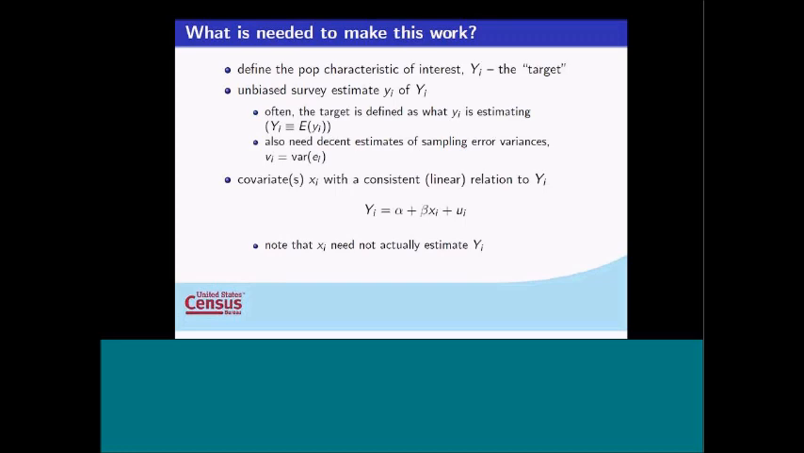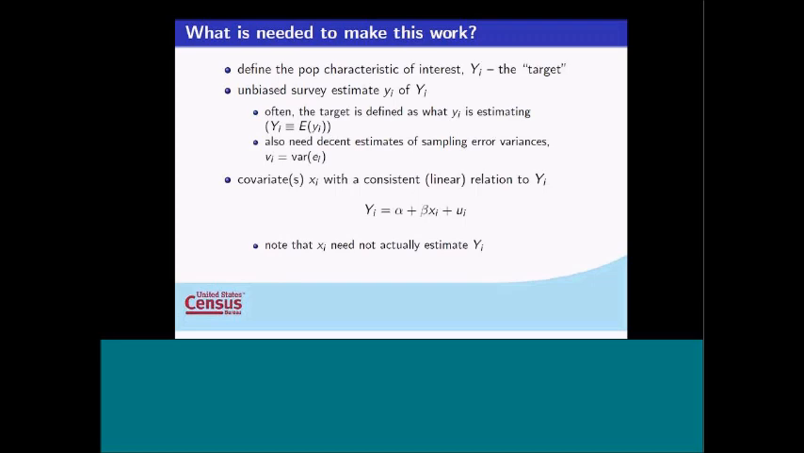Trying that, but survey estimates are never going to be 100% accurate, even on the concept. There's non-sampling errors leading to biases. But typically the target is implicitly defined as what the survey estimate is estimating. Now we also need, I'd like to mention, decent estimates of the sampling error variances in this.